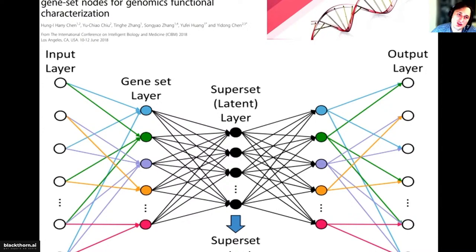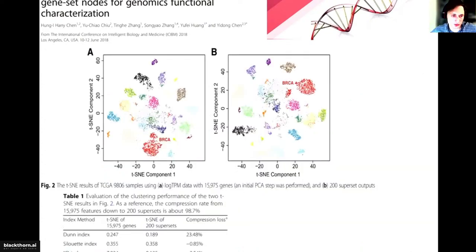Then you can combine these gene sets into supersets in the latent layer. Maybe you would like to use some additional layers or some residual connections. It doesn't matter. Now we are talking about superset latent layers. Overall, the superset latent layers keep information quite well, and you can compress your data quite well this way. If you calculate compression from these 200 supersets, you can see that overall information loss is not so huge. Maybe it's kind of big for one index, but for other indexes it's not so huge.